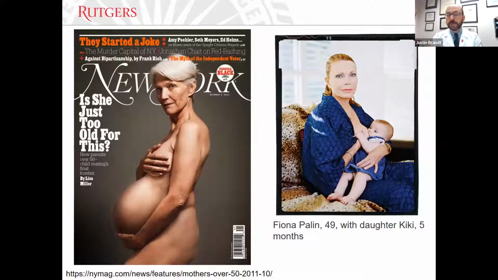We know that women are deferring childbirth for various reasons, and we're seeing older women who are pregnant. Right now in my practice, our oldest patient is 53 years old. These are some really compelling pictures that were published in New York Magazine in 2011. The title of the lead article was, "Is She Just Too Old for This? New Parents Over 50, Childrearing's Final Frontier." And there's a nice picture on the right here of a woman named Fiona Palin who's breastfeeding her daughter, and the woman is 49 years old.